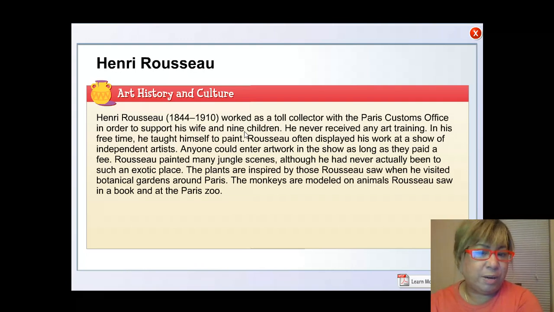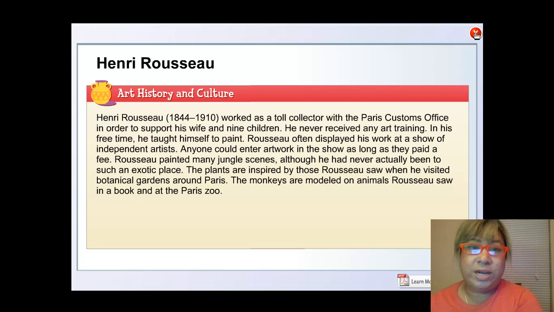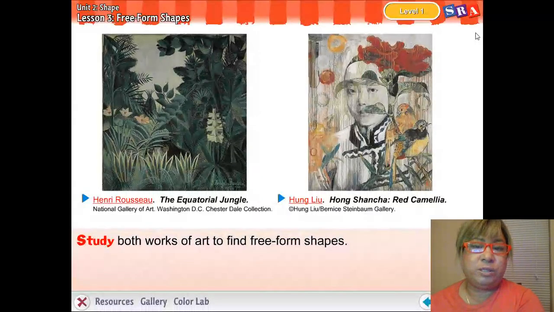The plants are inspired by what he saw when he visited the botanical gardens in Paris. The monkeys are modeled on animals that he saw in a book at the Paris Zoo. Doesn't mean that you have to go anywhere to see. You can paint whatever it is in your imagination. You can see it on a postcard, you can see it in a magazine, you can see it on TV, anything that you want to paint.